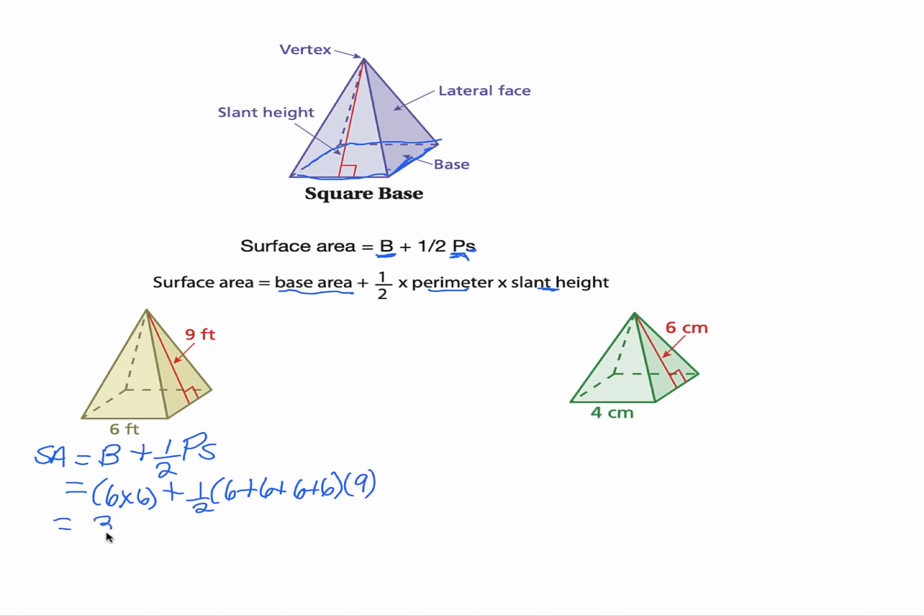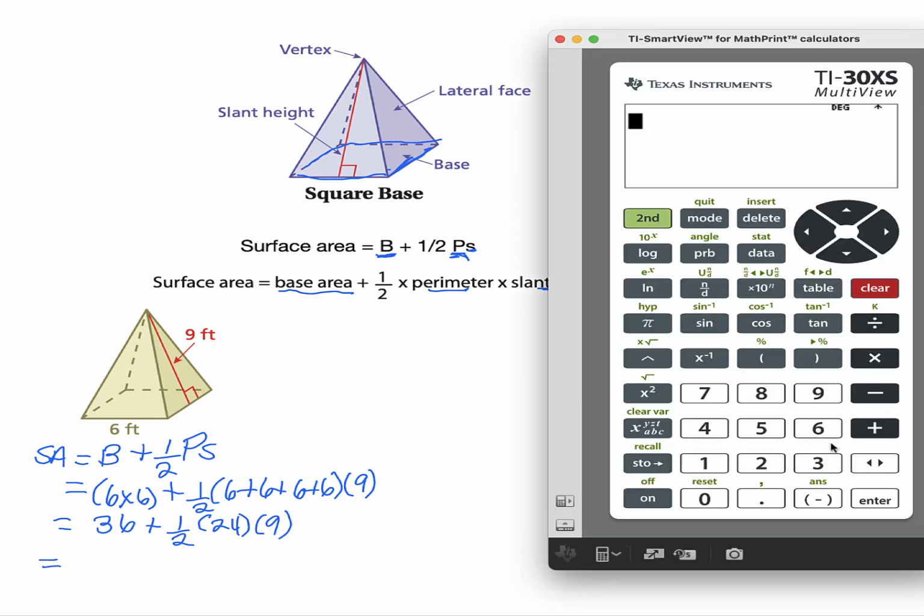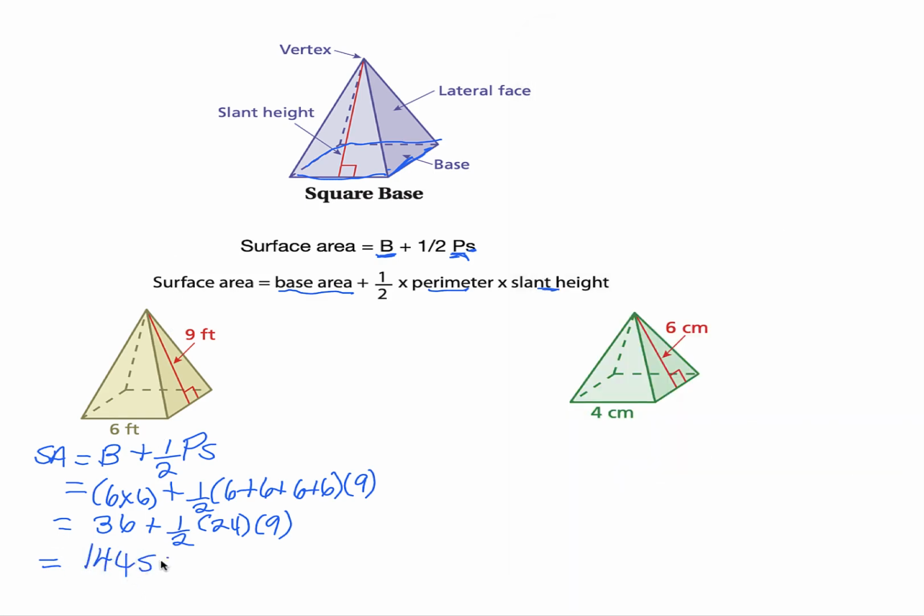So I have 36 plus a half. Now if you add all those sixes, that's like saying 6 times 4, so that would be 24 times 9. And we can put that in our calculator. So I have 36 plus, I'm going to open parentheses, I want to put a half. Now, if you don't want to put the half, you can put 0.5. So we have a half times 24 times 9. Close your parentheses and hit enter. So our answer is 144 square feet.